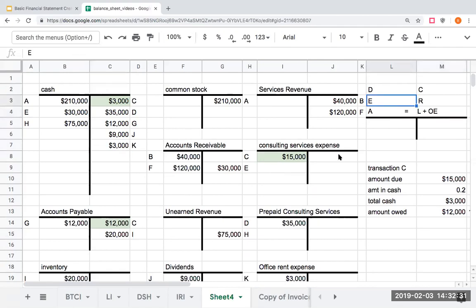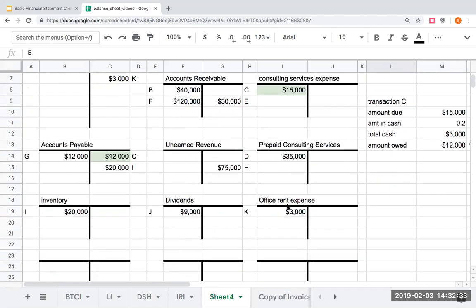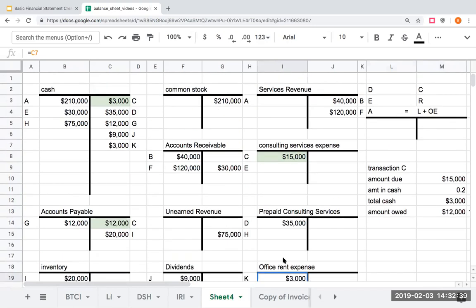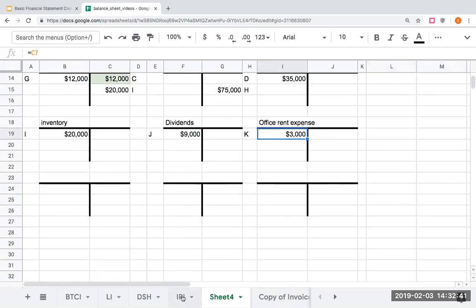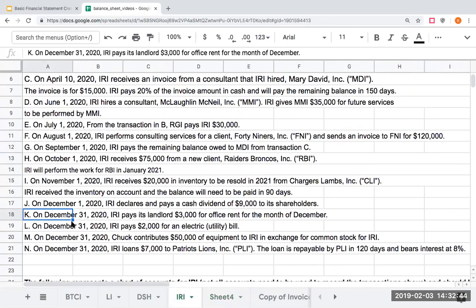How do I record an expense? I used the office space during the month of December, so I'm going to go ahead and make that a debit, and that's how I record expenses. Okay, so now going back over here, that's letter K.